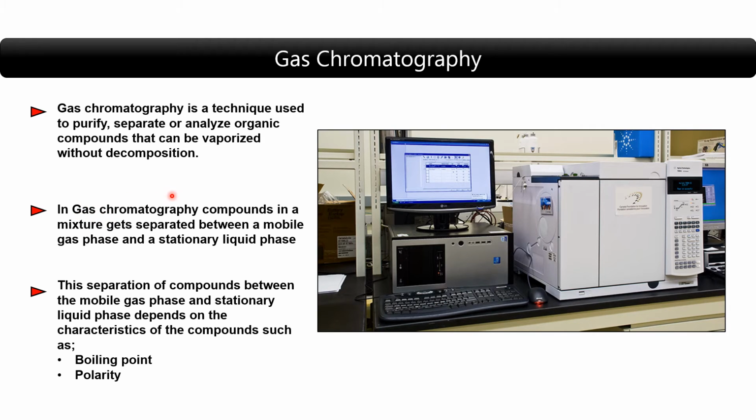In gas chromatography, compounds in a mixture get separated between a mobile gas phase and a stationary liquid phase. This means there is a liquid component that stays in place while a gas phase passes along that liquid phase, carrying our compounds that need to be separated or analyzed. This separation of compounds between the mobile phase and the stationary liquid phase depends on characteristics of the compounds such as their boiling points or their polarity.